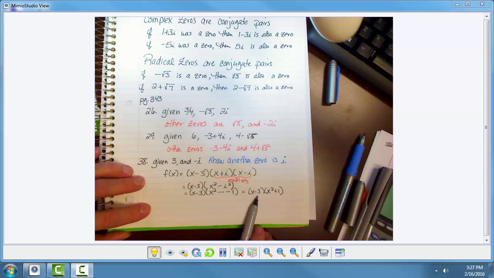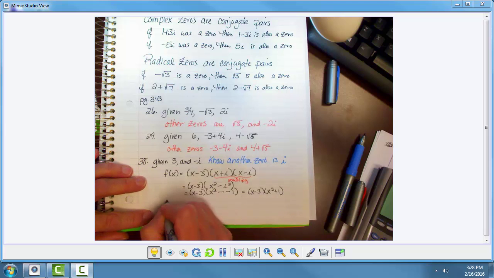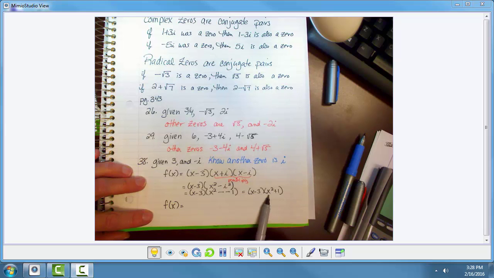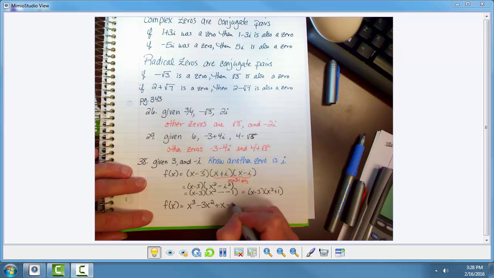Okay, so you've got x minus 3 times x squared plus 1. Again, this is a binomial times a binomial. So in order to multiply that out, we need to FOIL it. First times first, x times x squared gives me x cubed. Then I'm going to go ahead and do the inner first. -3 times x squared is -3x squared. x times 1 is x, and then last times last, -3 times 1 is -3.